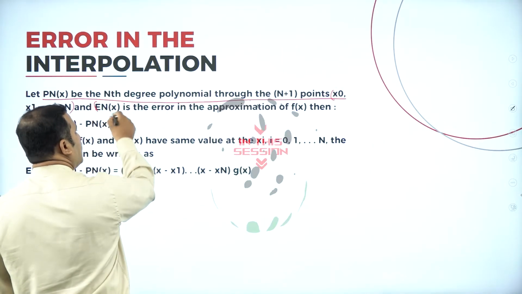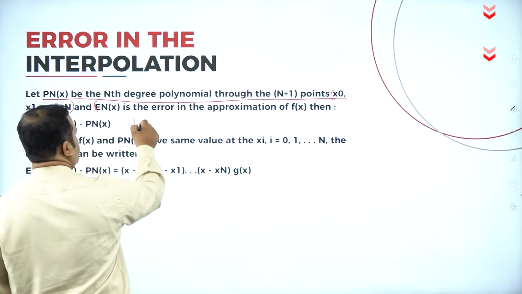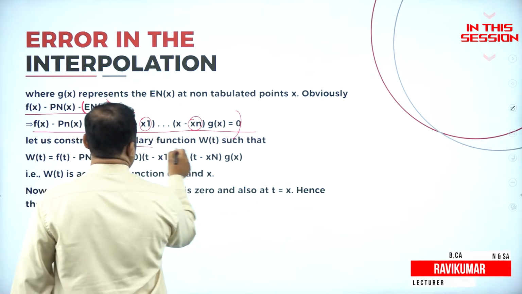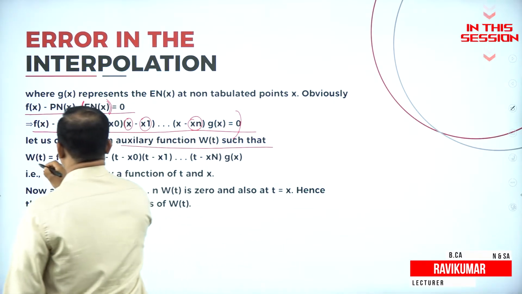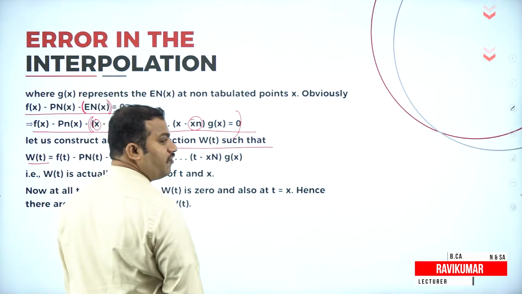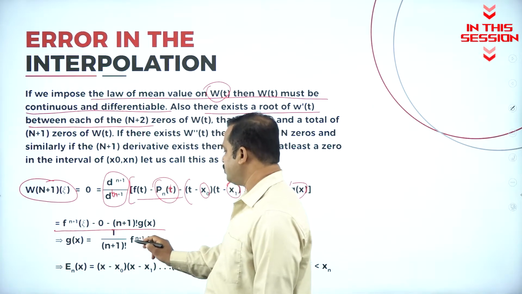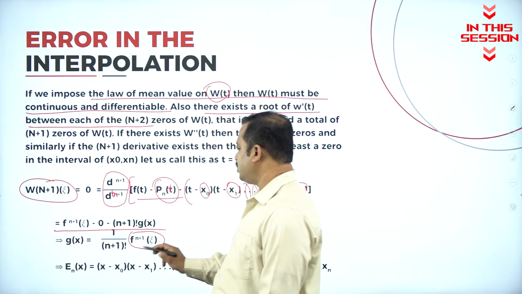En indicates the error in the first iteration. Suppose it is E1, let us construct an auxiliary function w of t such that w of t is equal to f of t minus Pn of t. G of x equal to 1 divided by n plus 1 factorial into fn plus 1 of zeta.